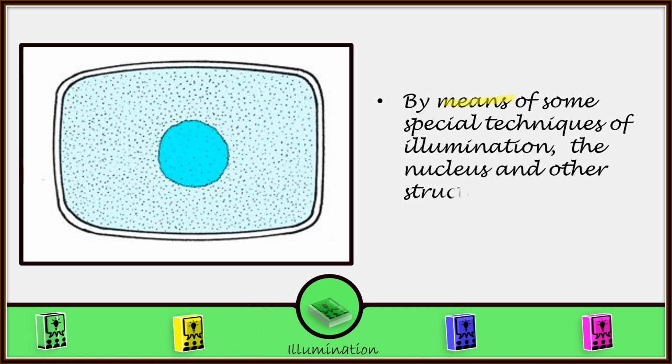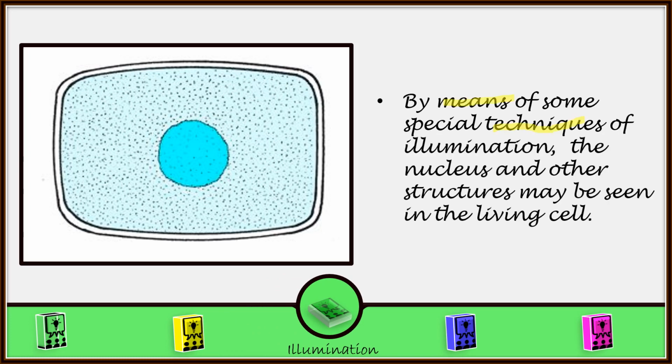By means of some special techniques of illumination, the nucleus and other structures may be seen in the living cell. So when we use these special techniques of illumination, they can help us to see the different structures of the cell, for example the nucleus and other structures in the cytoplasm.